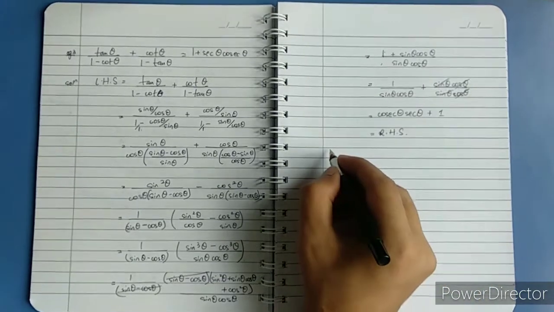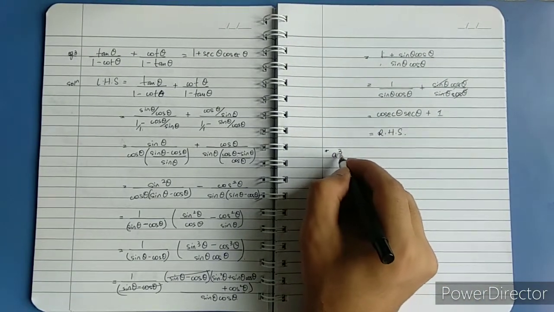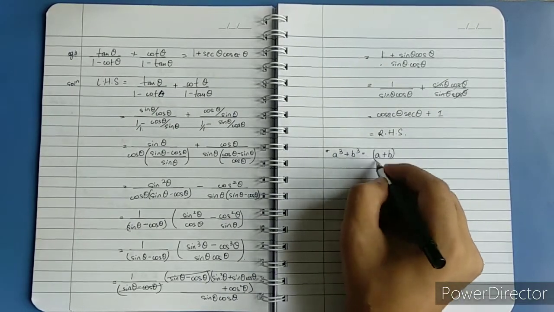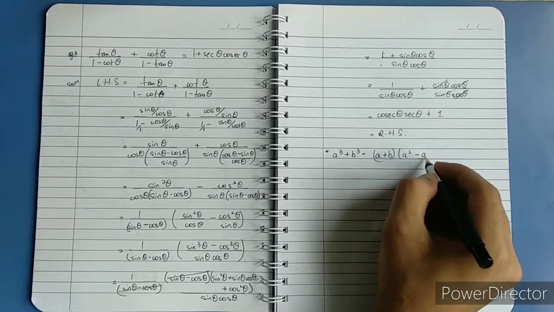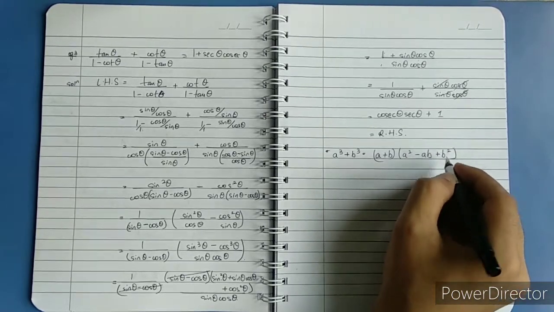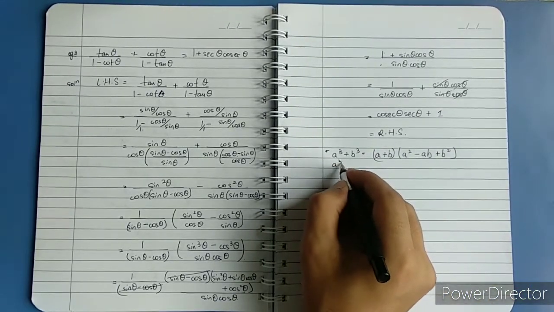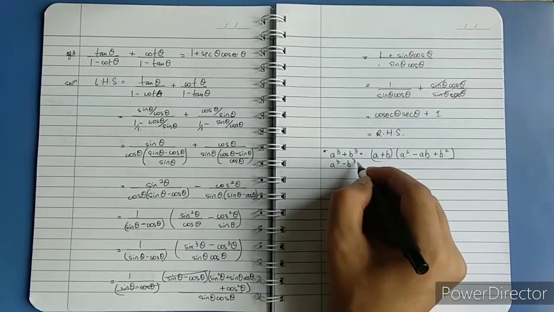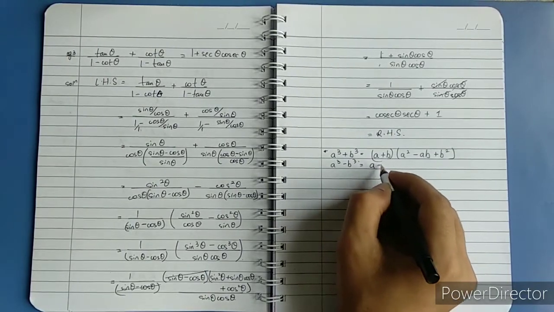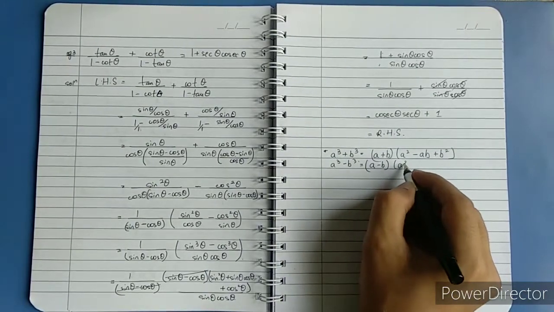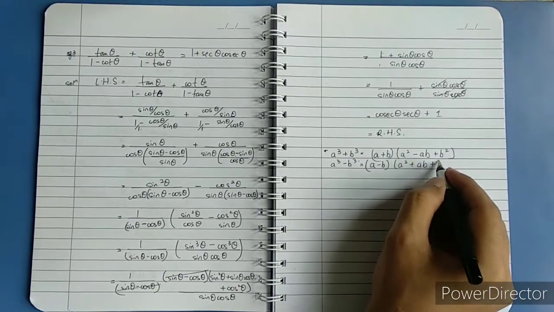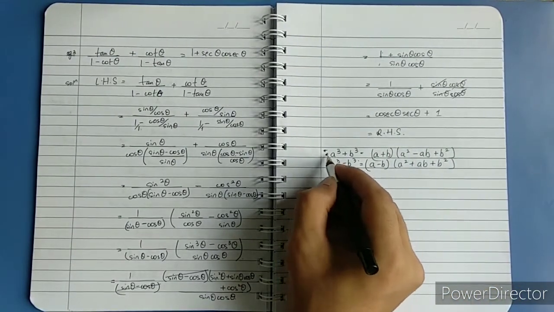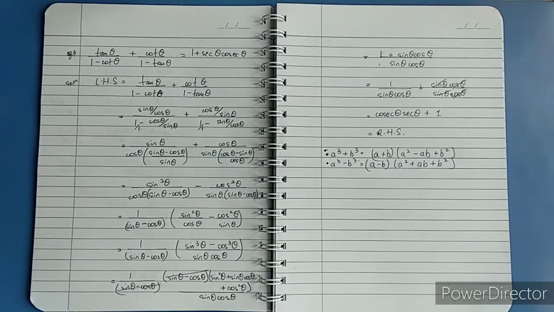For those of you who do not know, a cube plus b cube is equal to a plus b, a square minus ab plus b square, and a cube minus b cube is equal to a minus b, a square plus ab plus b square. We have used this formula in our equation.